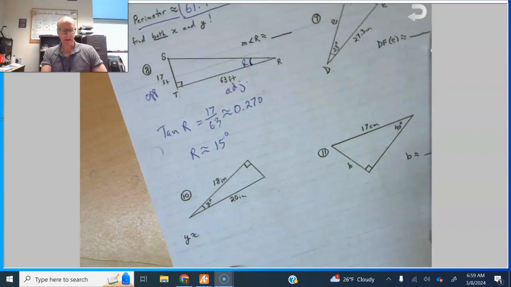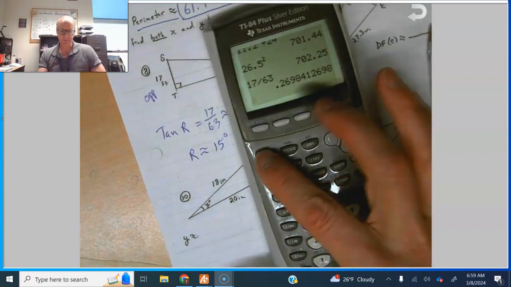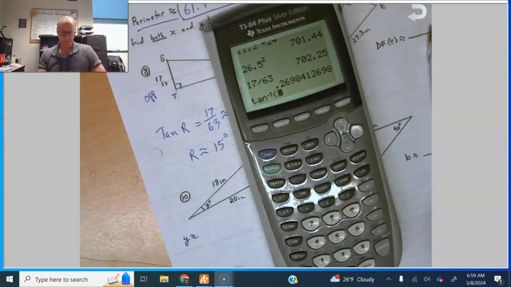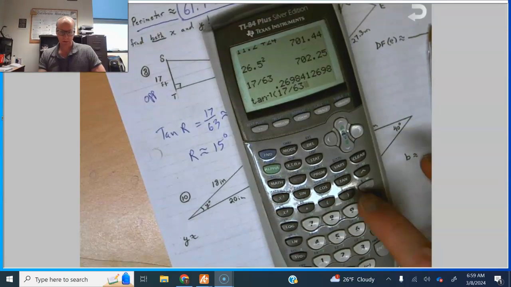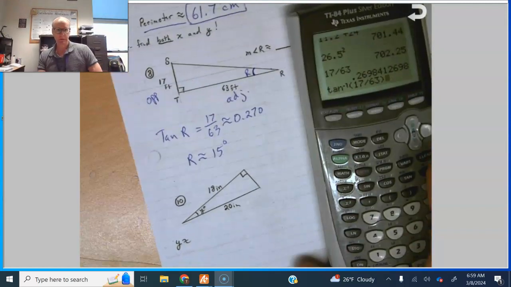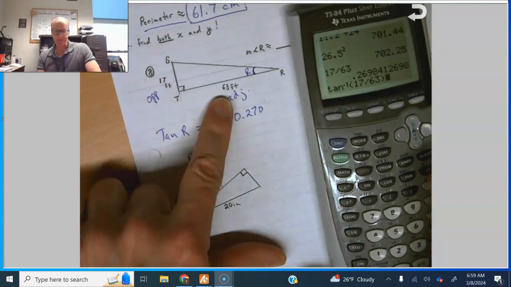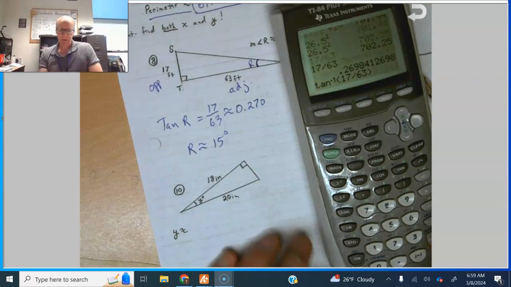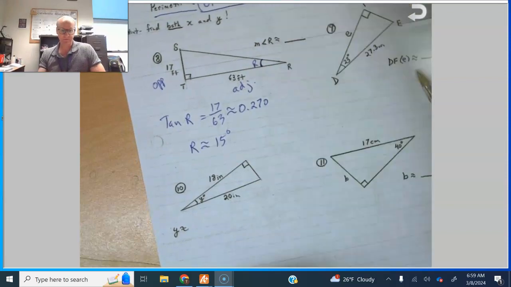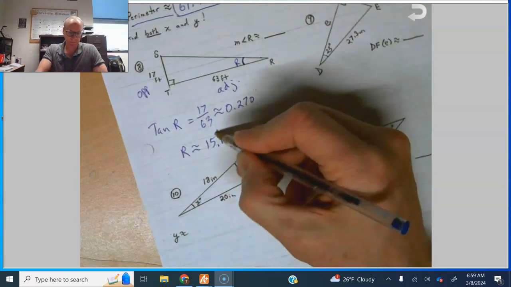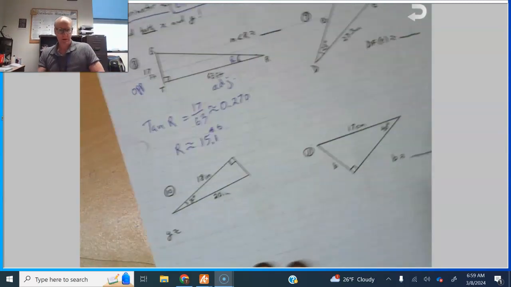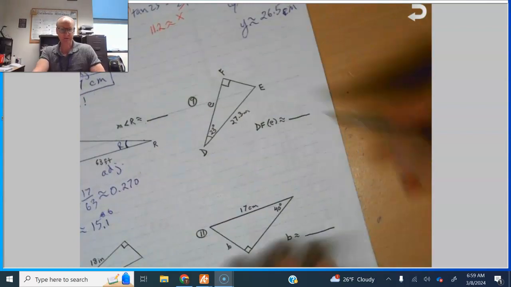Let's take a look at the calculator and use inverse tangent this time of 17 divided by 63. And there's my 17 divided by 63. And we should get about 15 degrees. We get about 15.1 if we want it to be a little more accurate. Degrees. There it is. All right. Almost done, guys. Almost done.